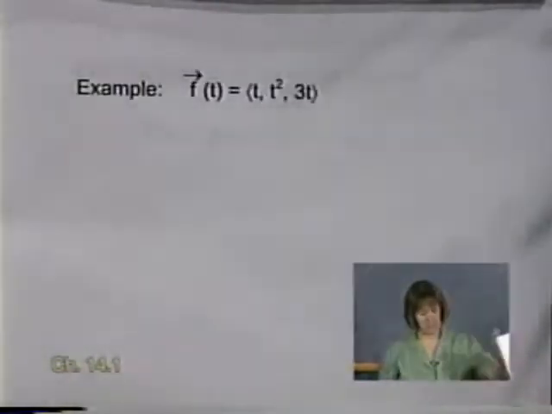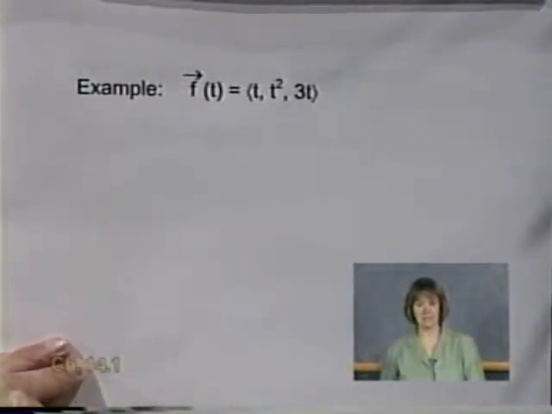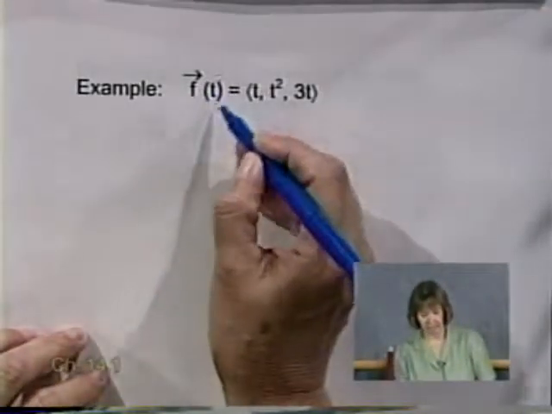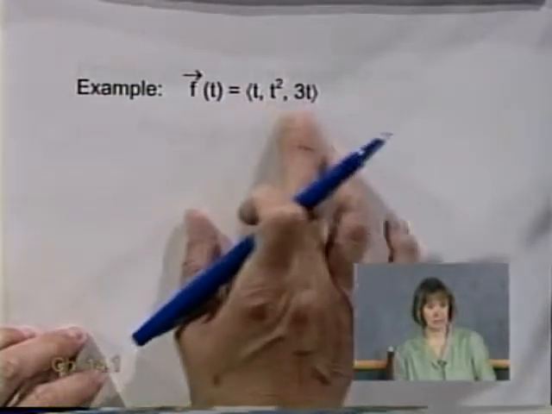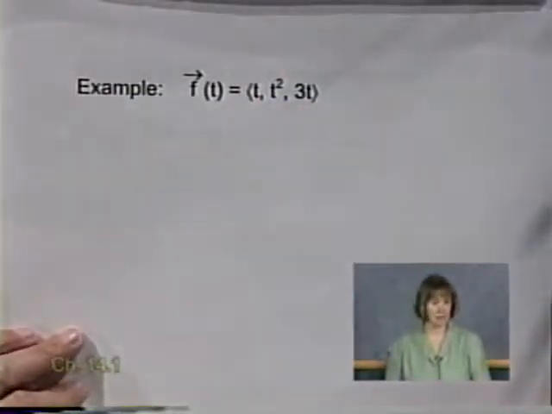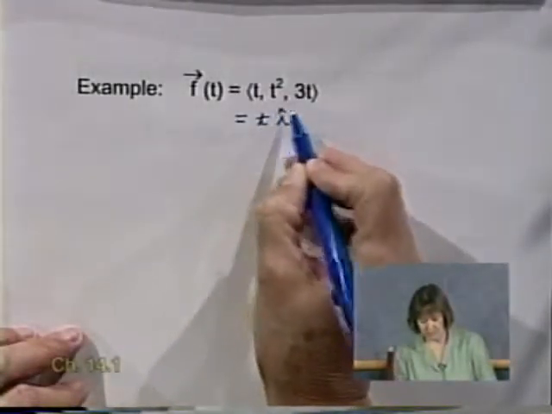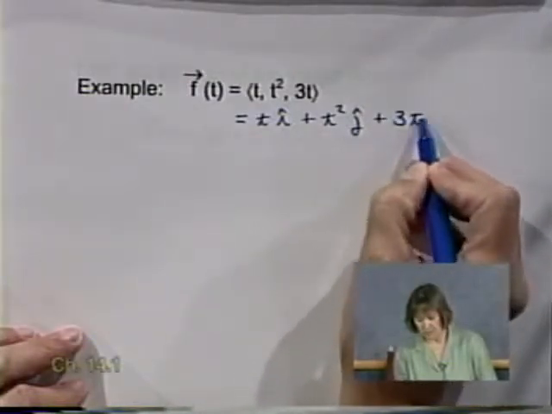So as an example, let's just look at this real simple little vector-valued function. F of t is equal to ⟨t, t squared, 3t⟩. Now what this is doing is it's taking a real number t and it's mapping it to this vector. I have the vector written in component form, or I could have also written it as t times i plus t squared times j plus 3t times k.